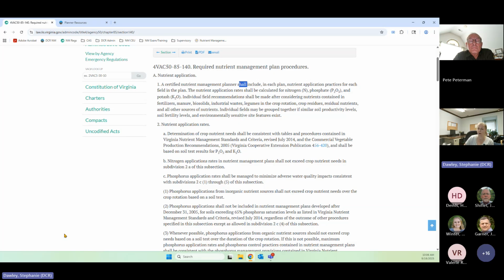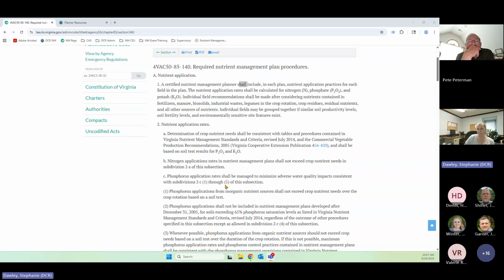That is an actual requirement. A should, if you see that, is a recommendation, but a shall, that's a firm one. So we have nutrient management planner shall include in each plan nutrient recommendations for each field in the plan, which is a bit obvious, but at the same time, it's going to talk about what we mean by those recommendations. And so the nutrient applications are based off of N, P, and K. That is nitrogen, phosphate, and potash, always in that order.